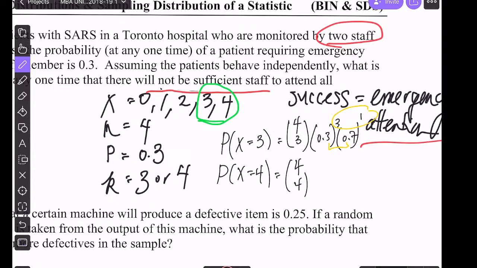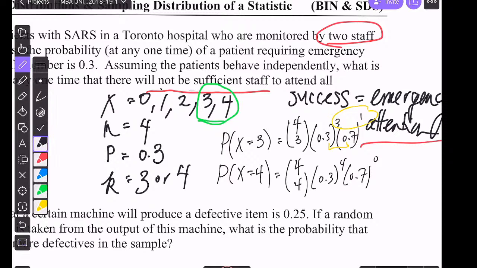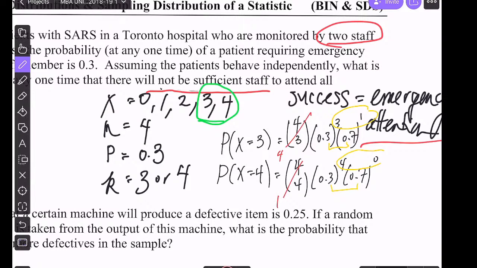Then we do the next one. The chance of a success is 30%, and I'm looking for 4 successes, and for failures the chance is 70%, and there are no failures because out of the total, these have to add to 4 and these add to 1. So there you go. So let's simplify. In simplifying, before we punch it in, this one is 4 and this one is 1.